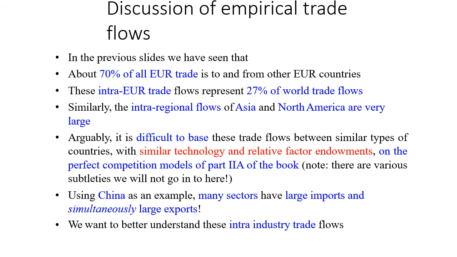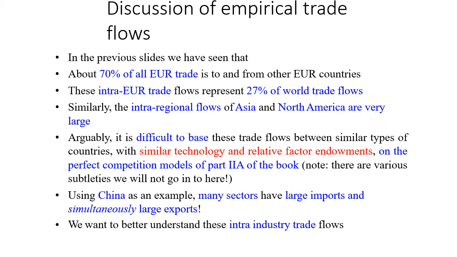In summing up, we've shown that about 70% of European trade is from one European country to another. We also showed that in terms of world trade flows, about 27% of that is from intra-euro trade. On that same section, with the table highlighting 27% of the world trade flow, we showed how big this was for Asia and for North America.